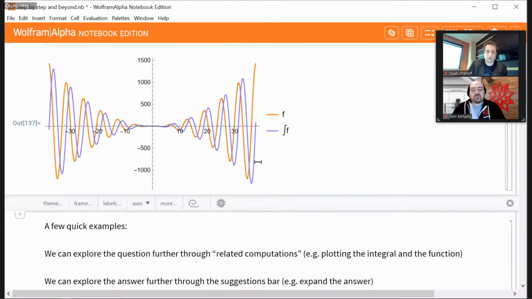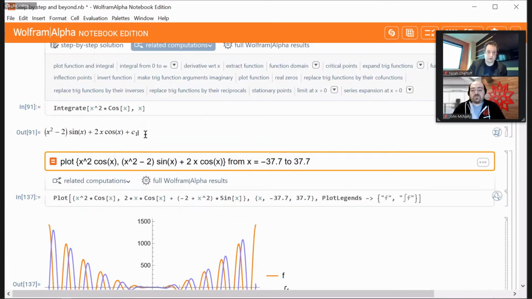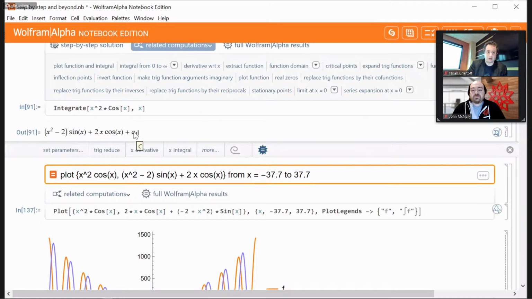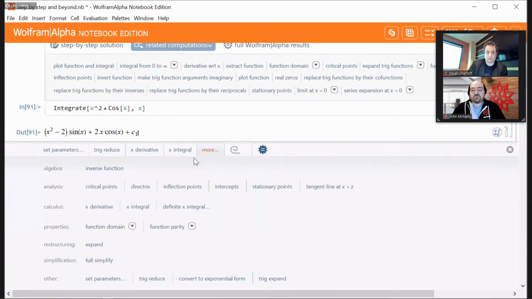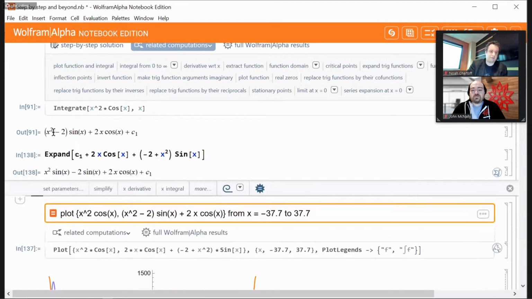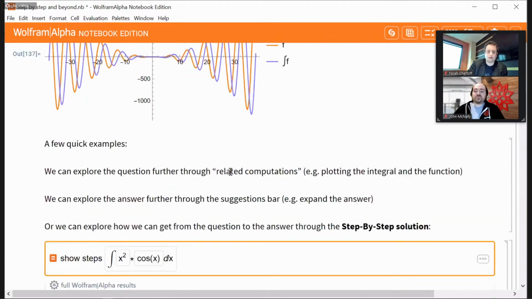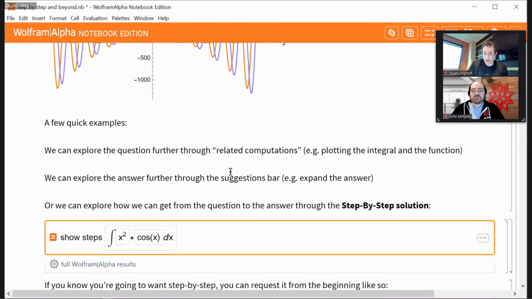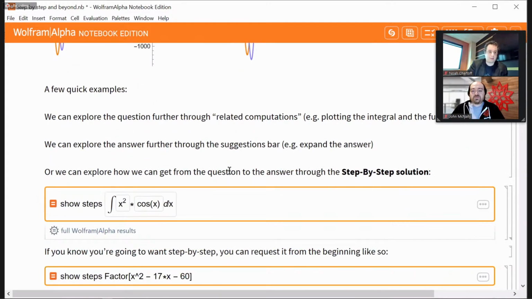We can also explore not the question, but the answer further. By clicking on the output here, we'll get some suggestions. I'm going to click on more here and click on one that I happen to like, expand, to take this algebraic statement and say, all right, yeah, fine, but I don't want those parentheses there. So let's actually multiply sine x through times x squared and times minus 2 and get it all in a more expanded out version. Or we can do what we'll be focusing especially on today and go into step-by-step solutions.